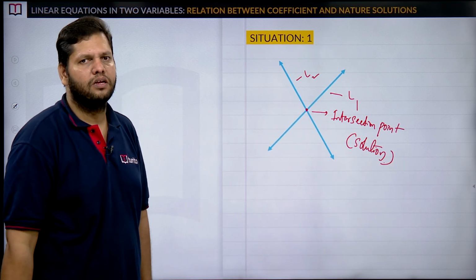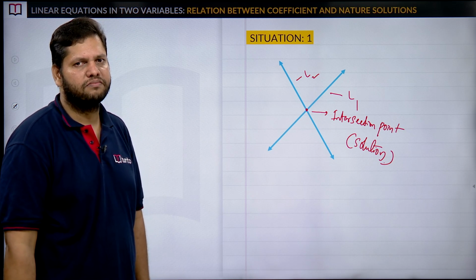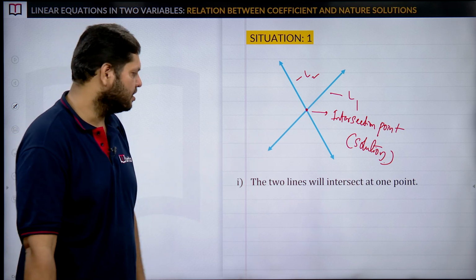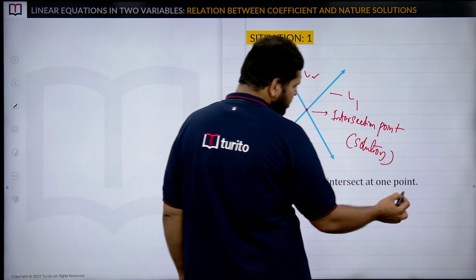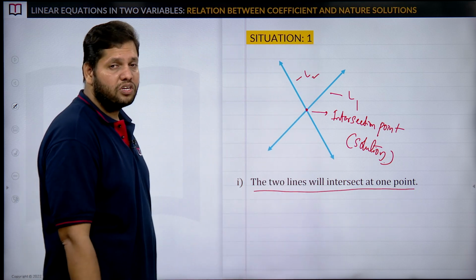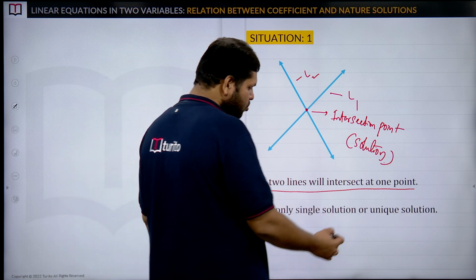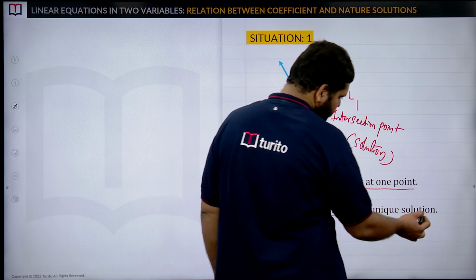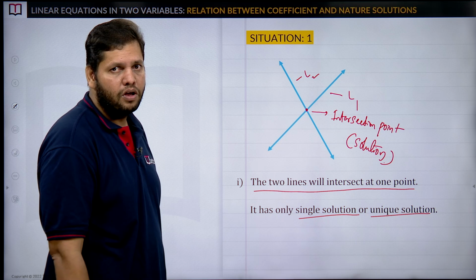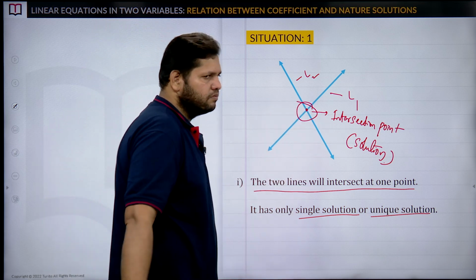Okay. So in this case, we can take that the intersection point is the solution. See here. The two lines are intersecting at one point. So it's the first case. In the first case, what happened, children? The two lines are intersecting at one point. And it has only a single solution, children, or we can say a unique solution, because the number of intersection points is how many? Here, 1. So the number of intersection points is 1, which means it has a single solution.